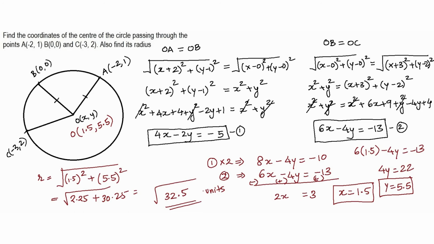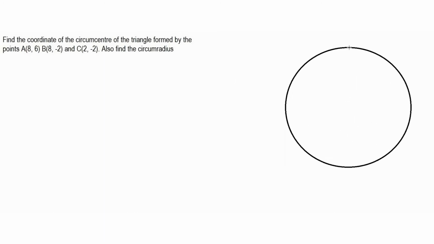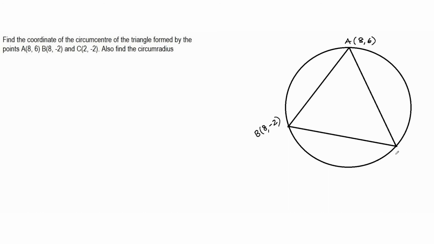Moving on to the next question. Find the coordinate of the circumcenter of the triangle. So I basically have a triangle and then there is a circumcenter. Circumcircle is basically the circle that passes through the vertices of the triangle, or rather circumscribes the triangle. The coordinates of the triangle are A of 8, 6, B of 8, -2, and C of 2, -2.